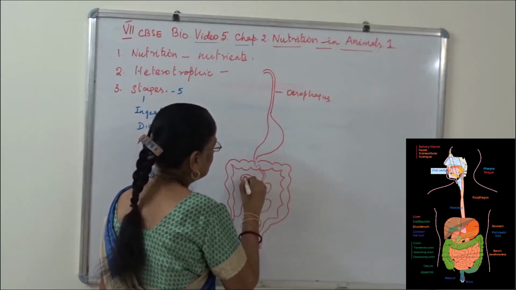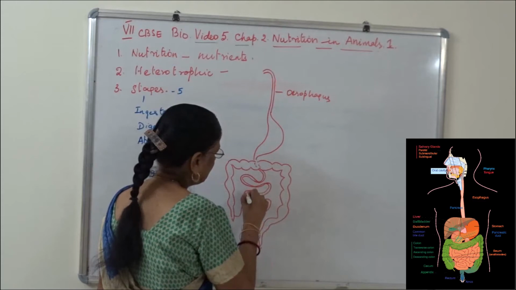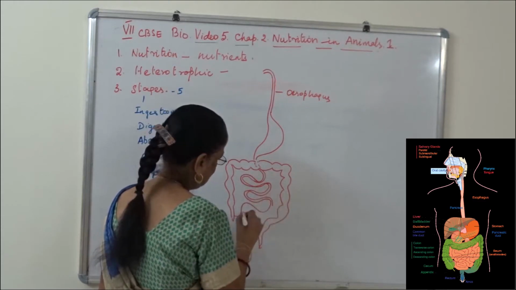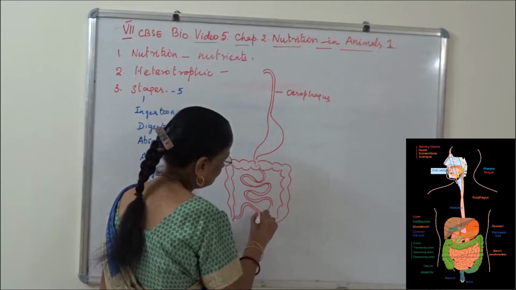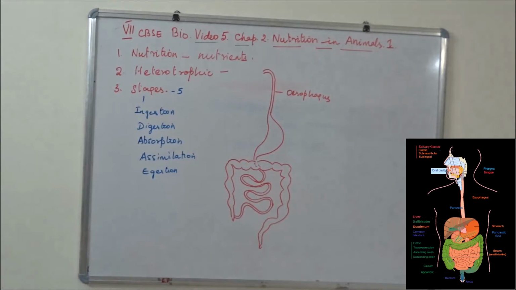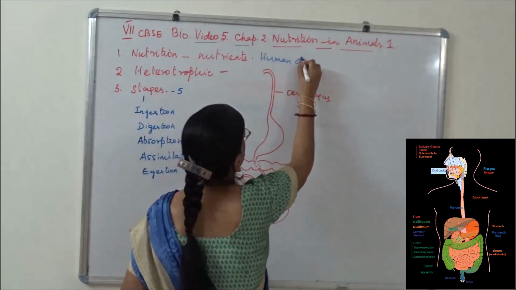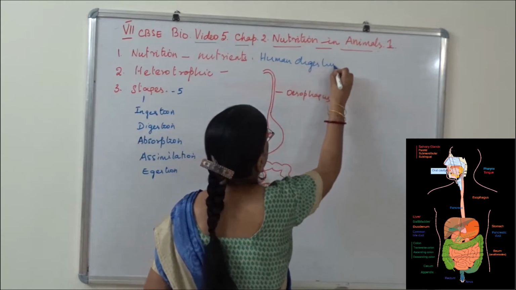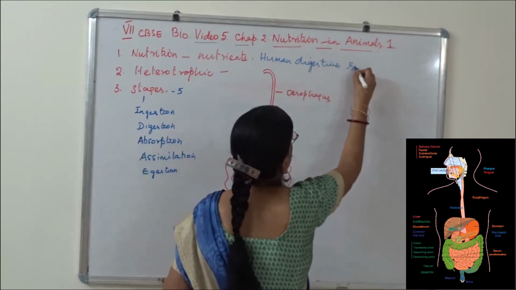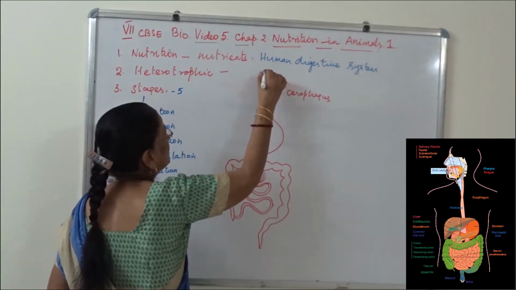This is the small intestine. I am drawing this because you have to see where I am starting and where it is ending. That is the reason I am drawing now. I hope you follow this. So now this is the human digestive system.